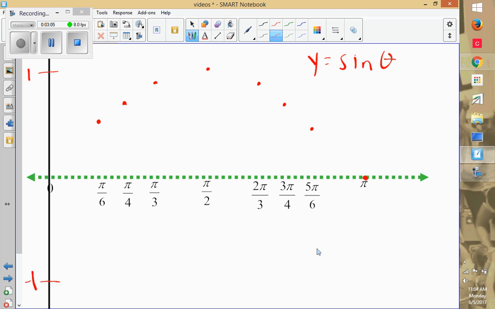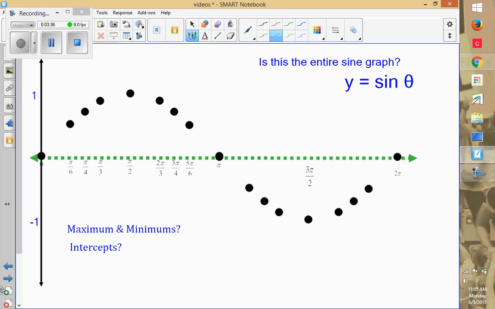Now, we only drew in the sine of the angles from 0 to pi. If we move on to the third and the fourth quadrants, sine now becomes negative, except the values are going to be the same values. So if I extended this graph, I end up with a graph that's now going to be in the negative, but has the same values.